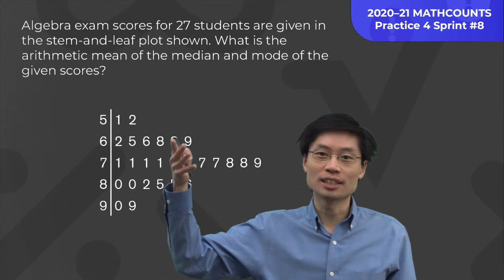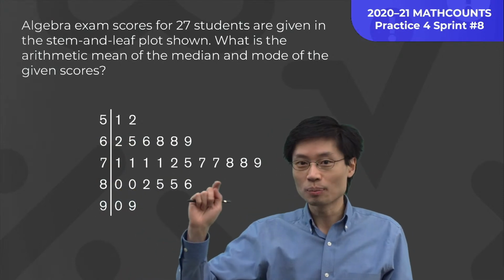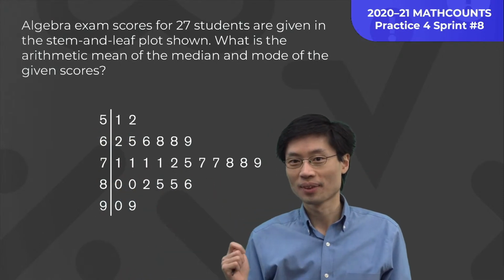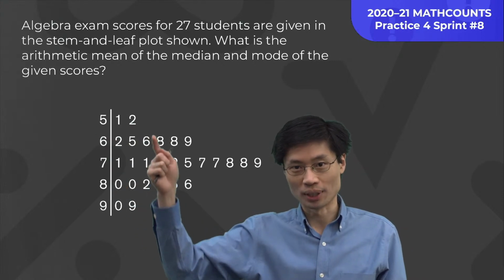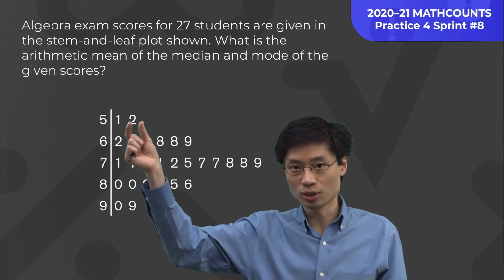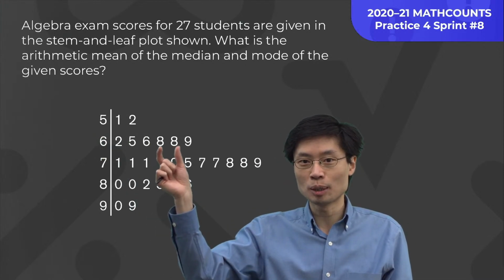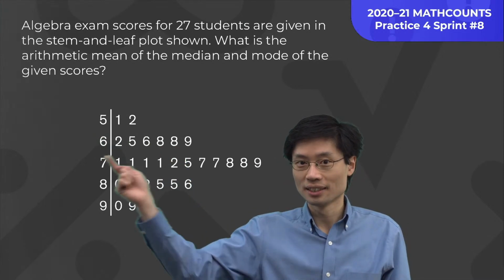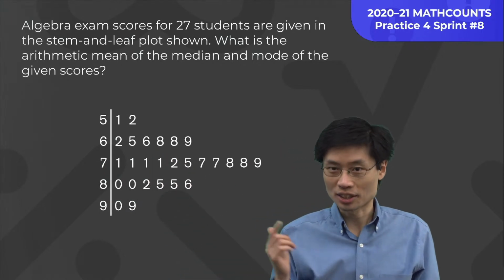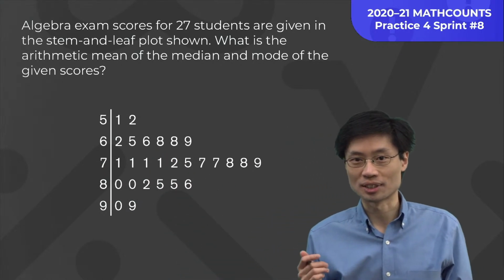This is a very convenient drawing. This means that one of the people got 51 points. One of the people got 52 points. The stem and leaf means that this 2 means it's 52, because there's a 5 here. And check it out. We got all these people with scores of 68, 6 and 8. Let's figure out these different numbers first.